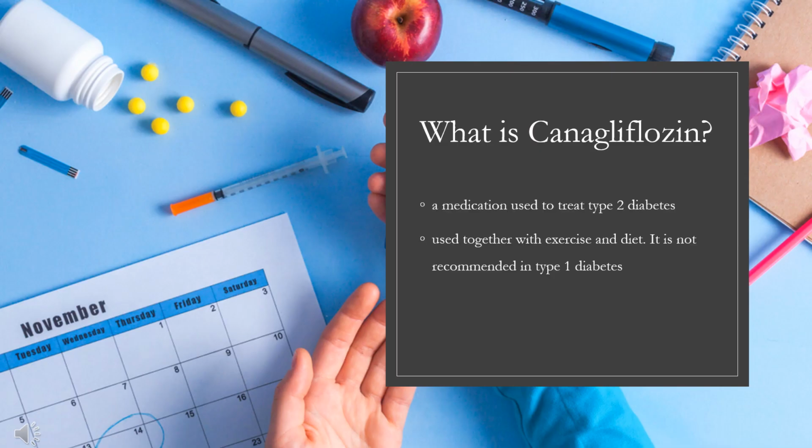What is canagliflozin? Canagliflozin, sold under the brand name Invokana among others, is a medication used to treat type 2 diabetes. It is used together with exercise and diet. It is not recommended in type 1 diabetes. It is taken by mouth.